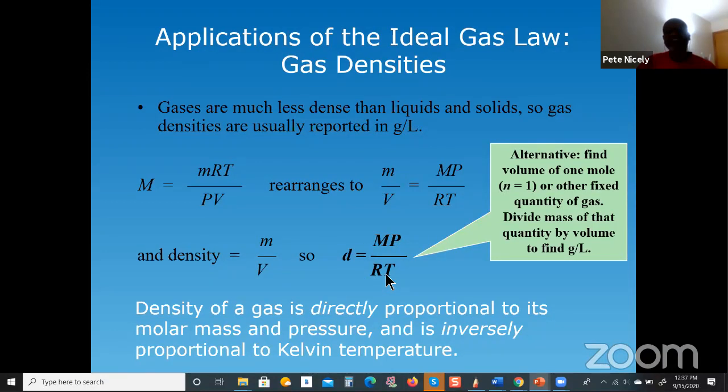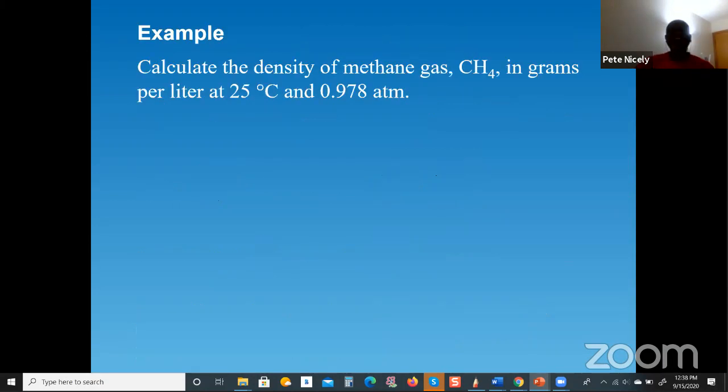There's a direct relationship between the pressure and the density of a gas. And then down here, you'll notice that there's an inverse relationship between the density and the temperature. In other words, the higher the temperature, the lower the density. So those are just some interesting relationships between the density and some other variables. Okay, so with that out of the way, let's look at an example right here.